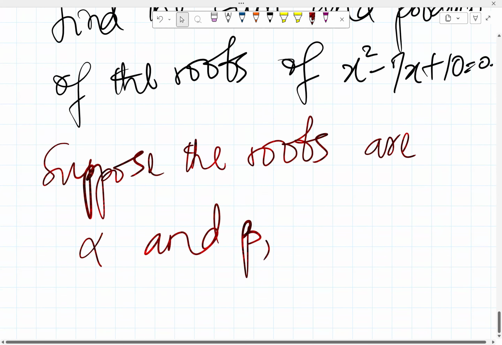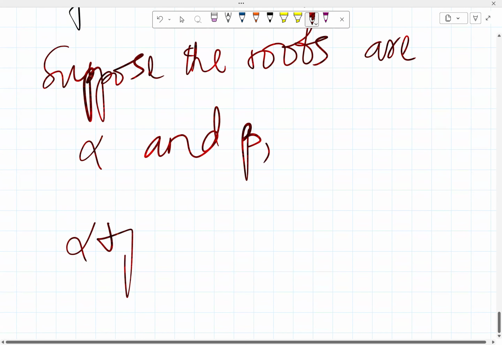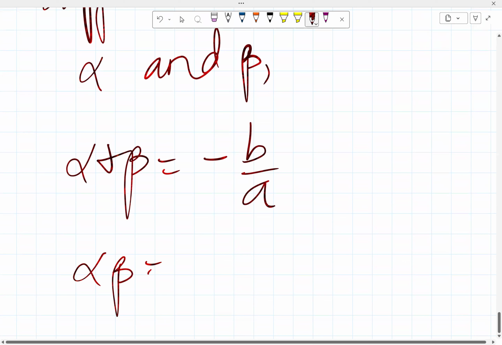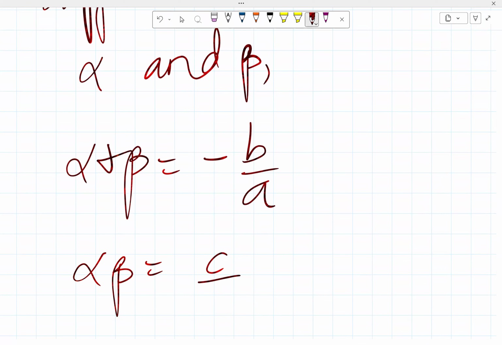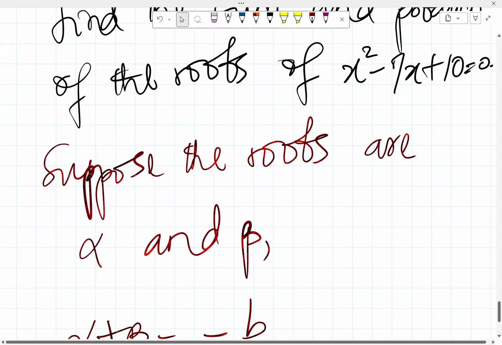What do? The sum of their roots. So alpha plus beta, we already know that to be always minus b over a. And alpha beta, we know that to be c over a. So what do? All you just need to do is identify the components.